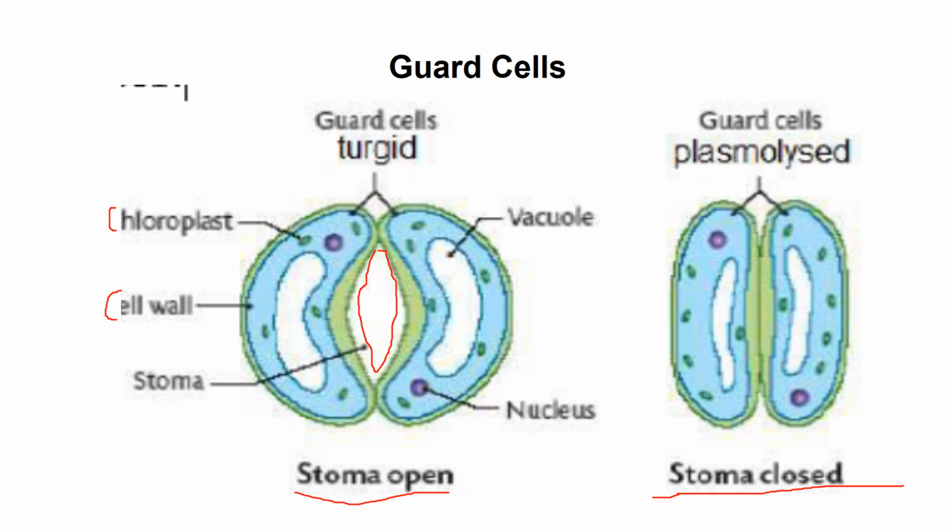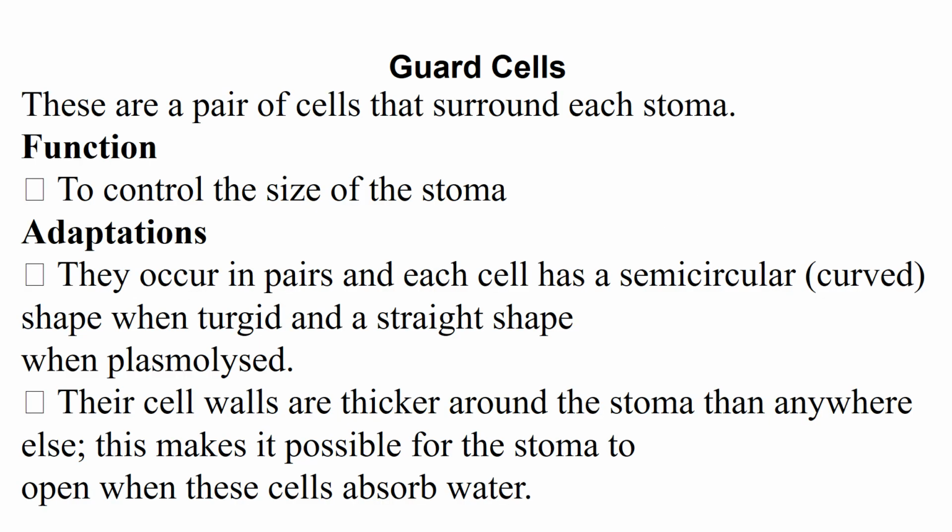Let's dive in to look at the functions. The guard cells are a pair of cells that surround each stoma. The function of the guard cell is just to control the size of the stoma, opening and closing. What is their adaptation? They occur in pairs and each cell has a semicircular, or rather curved shape when turgid, and a straight shape when plasmolyzed.